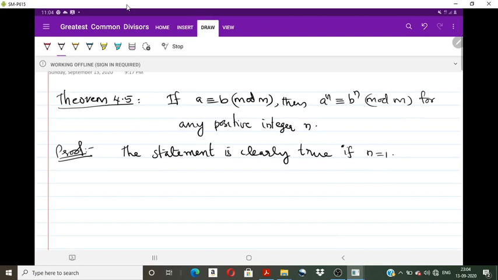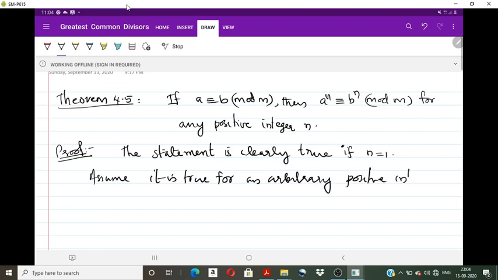So the statement for n equal to 1 is true, and we assume that it is true for an arbitrary positive integer k, that is, a raised to k is congruent to b raised to k modulo m if a is congruent to b modulo m.